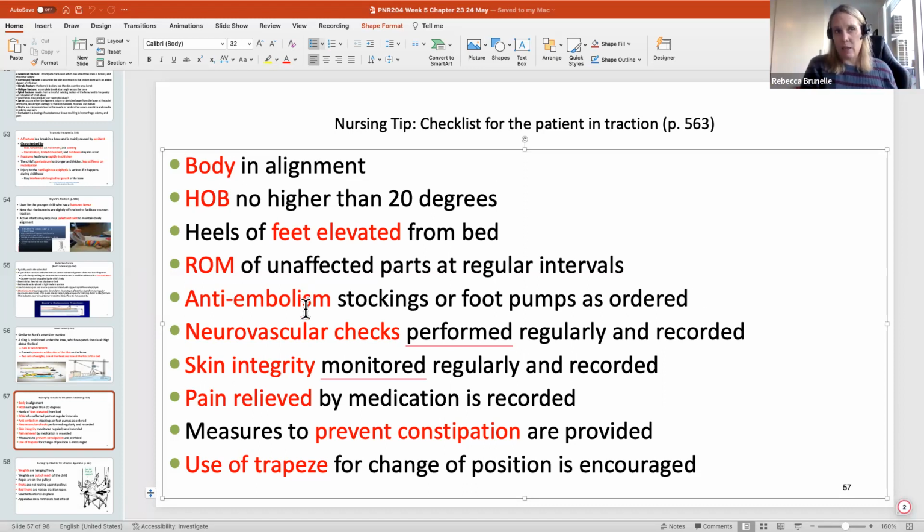They're going to need anti-embolism measures. This could be stockings, or it could also be subcutaneous heparin. The neurovascular checks are your highest priority, along with skin integrity. You're going to make sure you give good pain medication. A lot of times these kids are going to need constipation treatment, because when you're not moving, you're less likely to have your bowels move. And if they're old enough, they should have a trapeze so they can reposition themselves in bed.